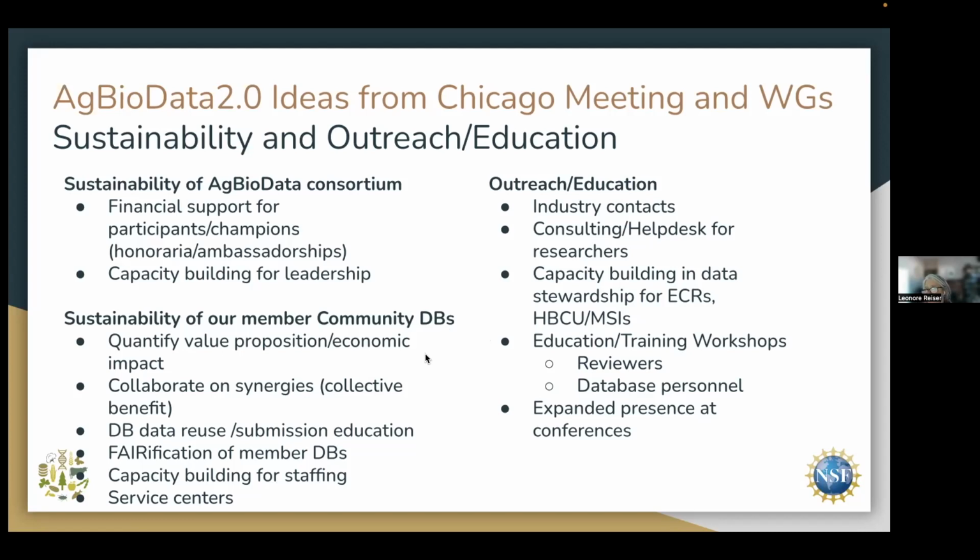Along with sustainability of the consortium, there were ideas floated about sustainability for the community databases, including quantifying the value proposition to collaborate on synergistic projects, and doing more on data reuse and submission education. A lot of our ideas overlap in different domains. There were also ideas about capacity building for staffing and potentially this notion of service centers.